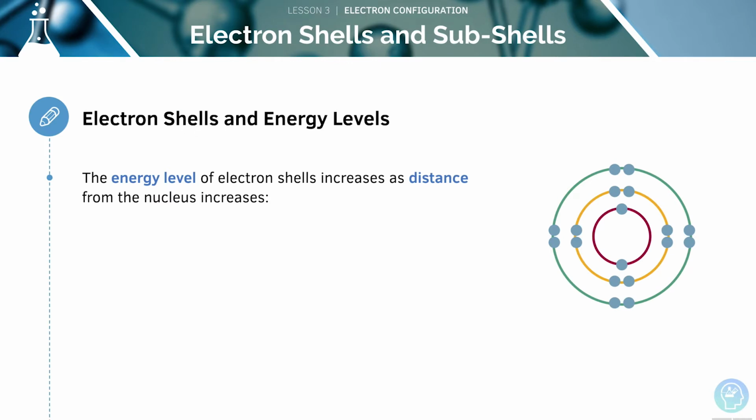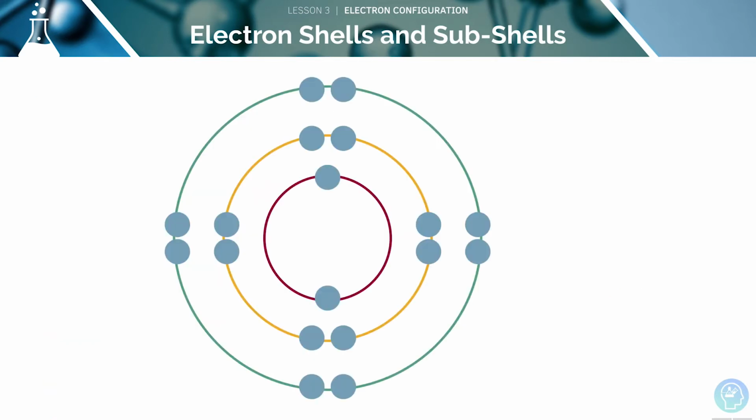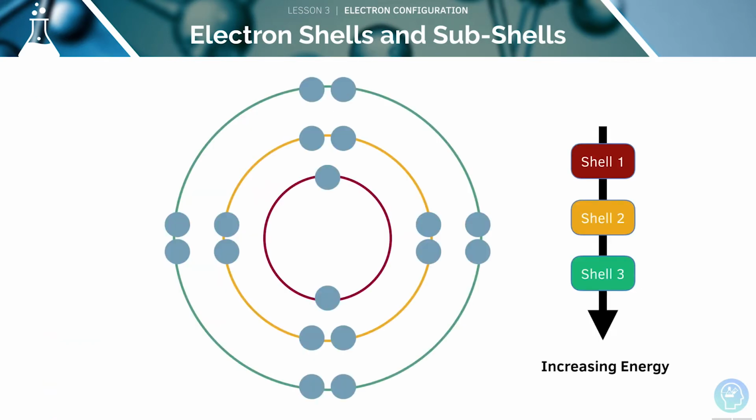The energy level of the electron shells increases as the distance from the nucleus increases. This means that there's decreased interaction with the nucleus. An electron shell that is further away from the nucleus is going to have a higher energy level. As we go down from shell 1 to 2 to 3, we'll be increasing in energy.